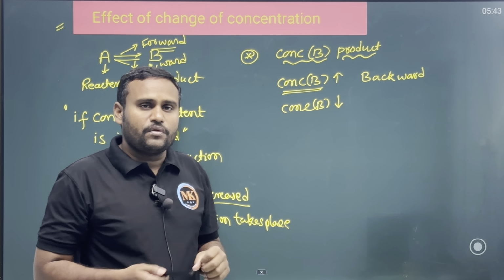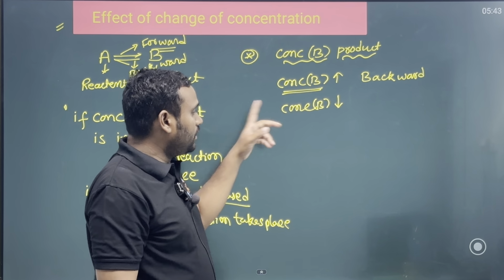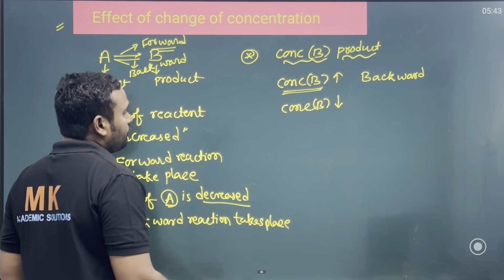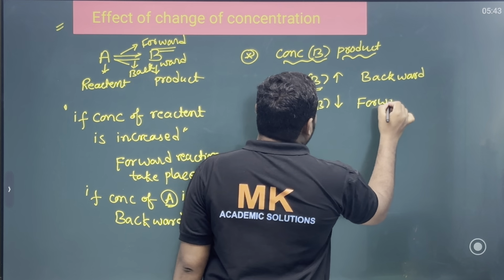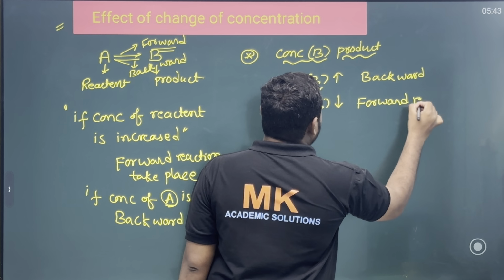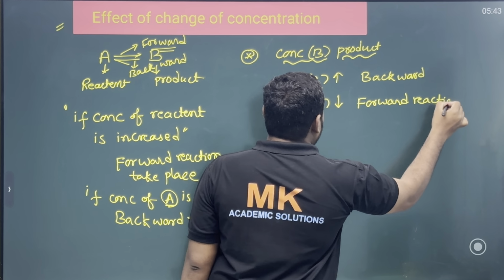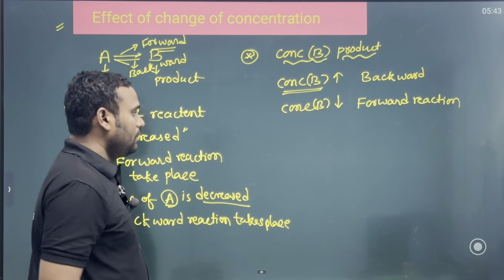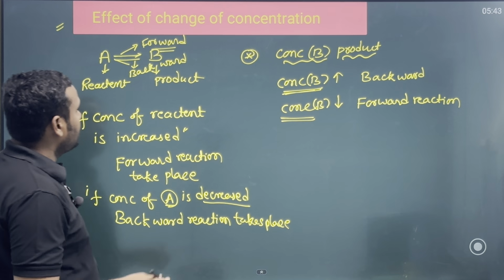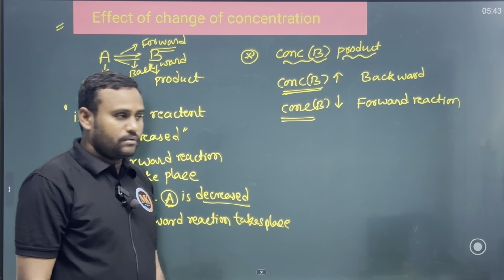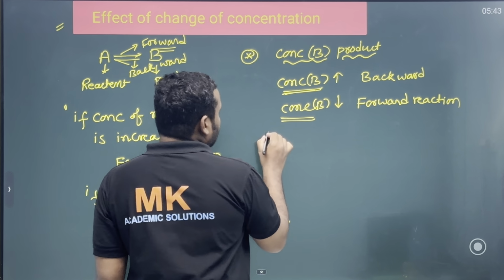So in which type of reaction is A converting into B, forward or backward? Forward. Okay, forward reaction. Right, children. So this is about the effect of change in concentration. Okay, let us scrutinize all these things.